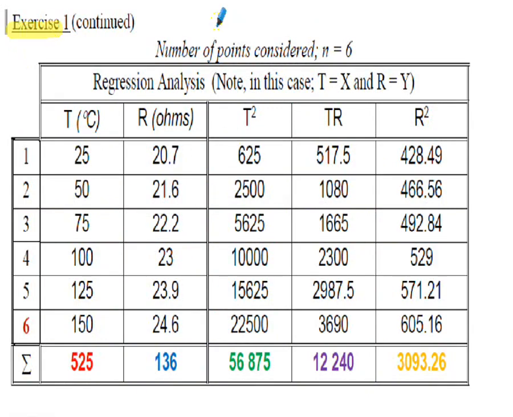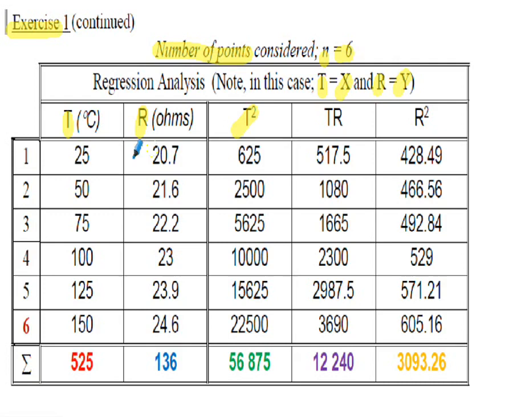Exercise 1 continued here. Notice the number of points we're considering in this particular exercise, n is equal to 6, and I'm using my tabular approach here. Also note that T in this particular question is actually the x and R is the y. That's the generic notation of x and y we used when we derived our formulae on previous slides. Again, using this tabular method, I've got my T values given in the question, the temperatures, and I've got my R values, the resistances given. I'm now going to form three other columns of T squared, TR and R squared.